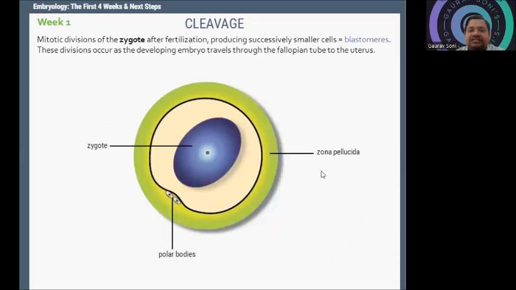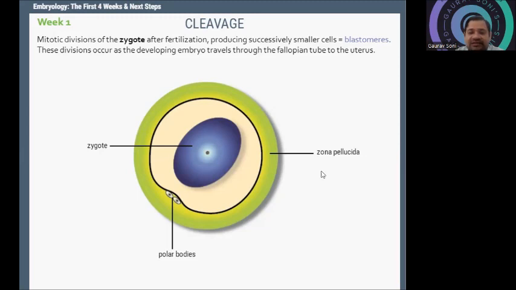As I have told you, it is the mitotic division of the zygote after fertilization, producing successively smaller cells known as blastomeres. This division occurs as the developing embryo travels through the fallopian tube to the uterus. Means the movement is also happening simultaneously. Moving from the ampulla, it will move towards the posterior wall of the uterus.